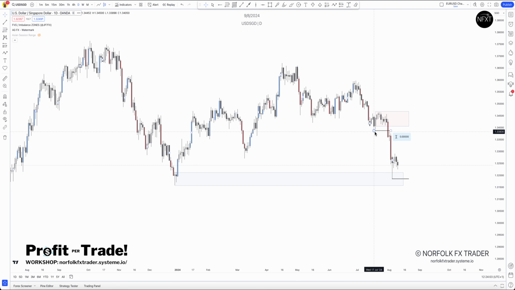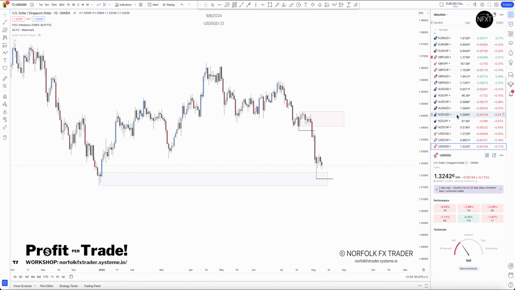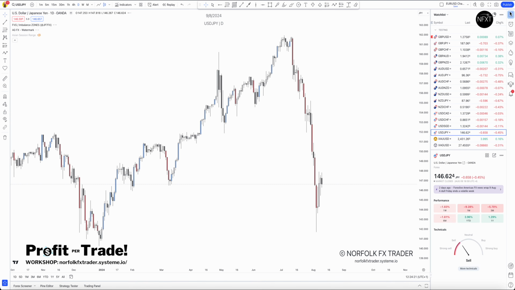And we're going to identify that we're looking for a bullish move into potentially the imbalance or supply for another move lower. Now, we could see a higher low here for a run higher. So that's the US dollar Singapore dollar. Let's look at the next one, which is the US dollar Japanese yen.